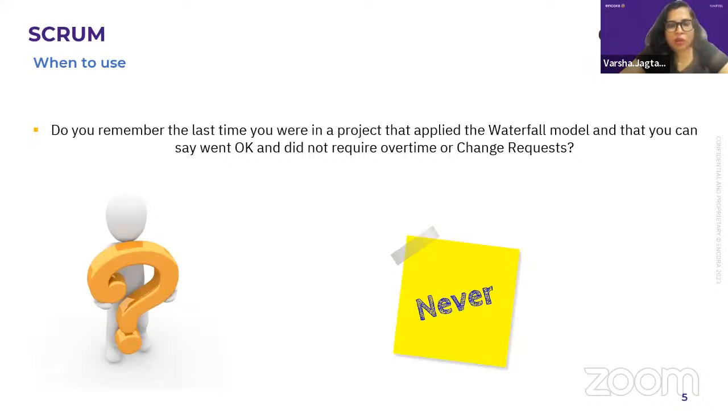Like, do we remember the last time when the project was applied with waterfall, and then you can say it went okay and doesn't require overtime or change requests? So this never happens, okay? Because till the time we don't see the description or requirement which is given, particularly in the software industry, in a Word document or verbally, you can't just have it. Whenever the customer or end user sees it, they come to know what is missing or what could have been better or what is not what they meant.